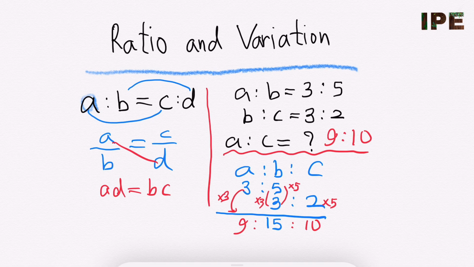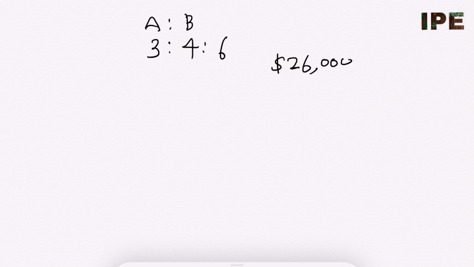Let me introduce another type of SAT ratio problem. Three people invested in their business. They started a business together and invested in the ratio of 3 to 4 to 6. They promised that if they make a profit, they distribute that profit in the same ratio that they invested, 3 to 4 to 6. And then their company actually made a $26,000 profit. It is A to B to C.